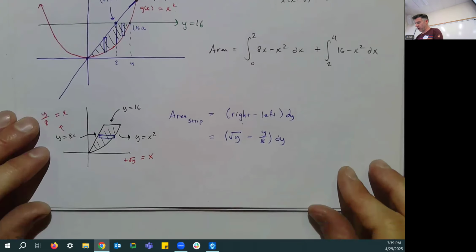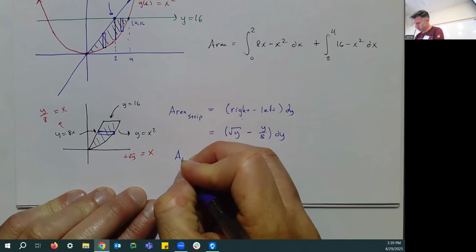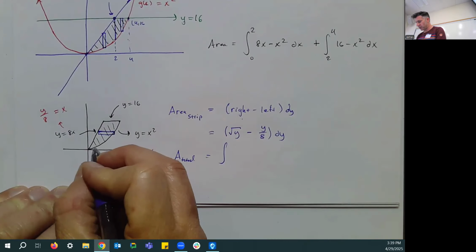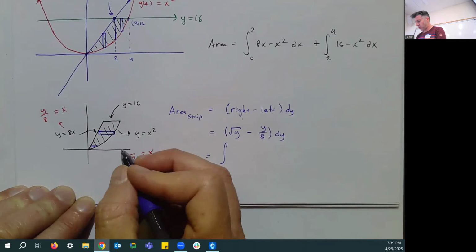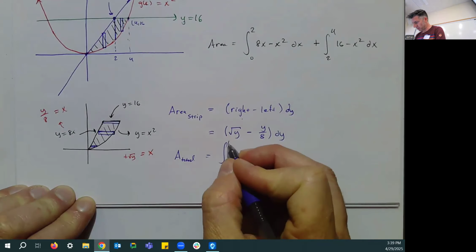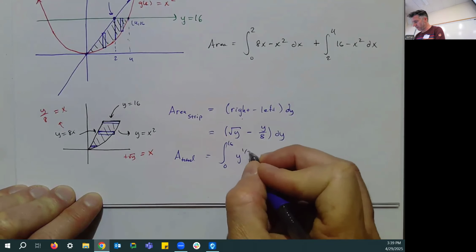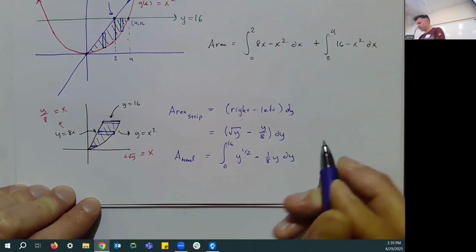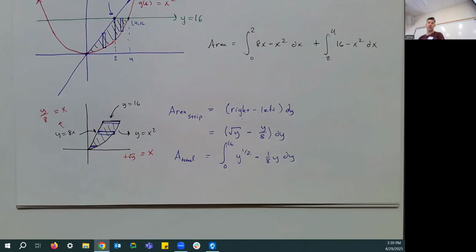And then our total area is going to be the integral from a low of y equals 0, that's how low my strip can go, to a high of y equals 16. And then it's y to the 1/2 minus 1/8 times y. And now we can integrate.